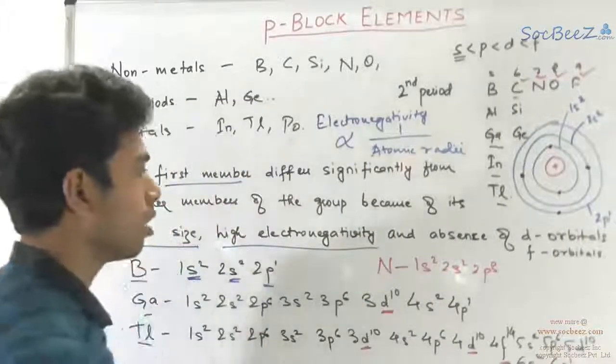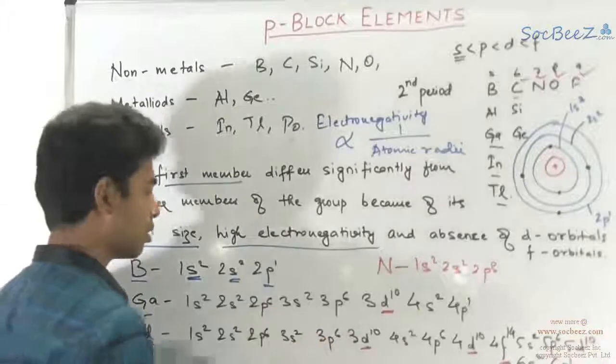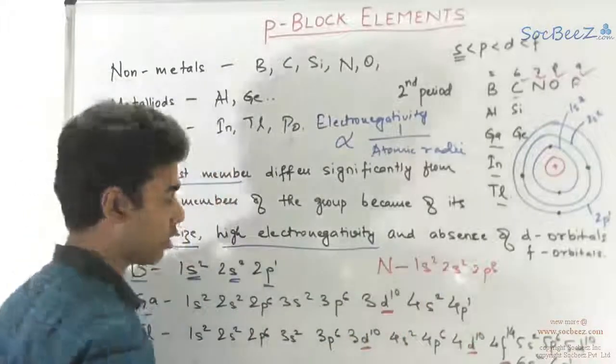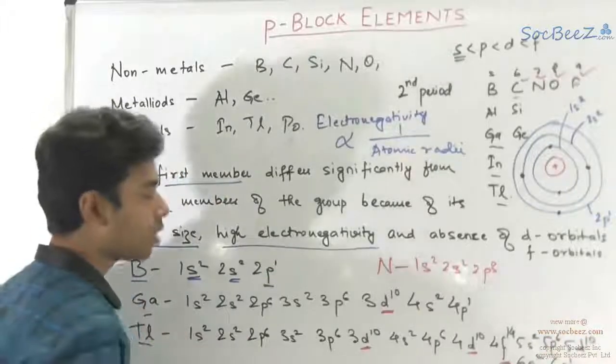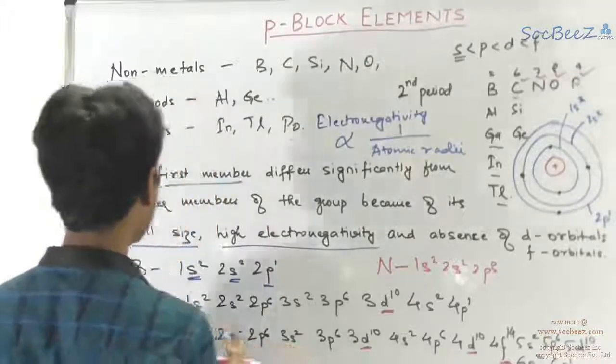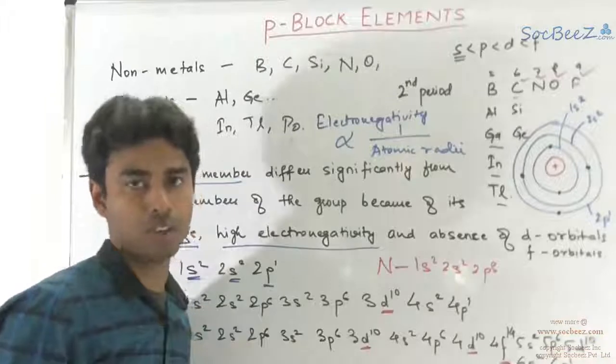Now, absence of d and f orbitals: you can very well see that in the electronic configuration for boron there is no d orbital. Similarly, for nitrogen there is no d orbital, but for gallium and thallium there is d as well as f orbital. Therefore the first member differs significantly from the other members of the group.